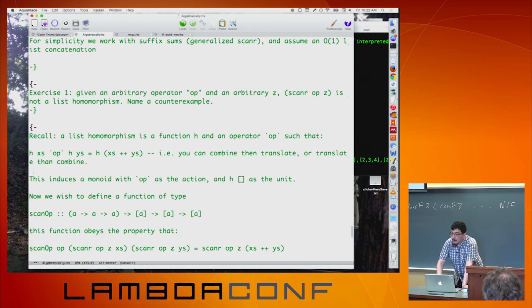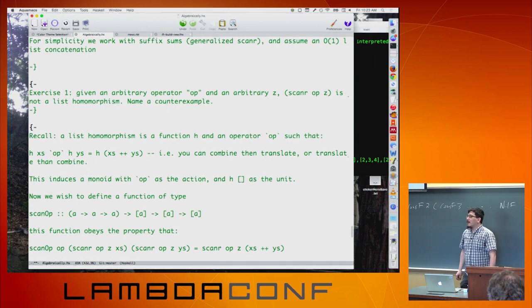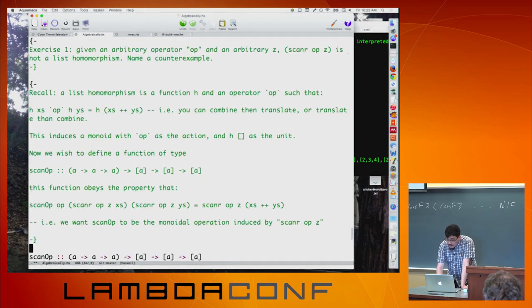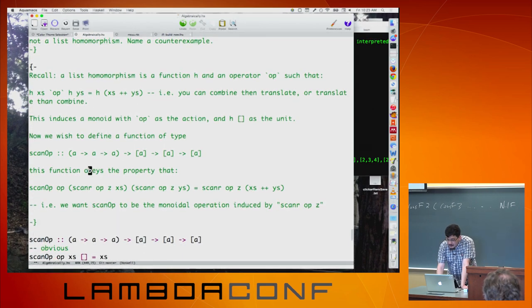So we had our list homomorphism, and we're going to revisit that, right? h of xs ++ h of ys is h of xs plus plus ys. That's a list homomorphism. It distributes over concatenation. The combination of the translations is the translation of the combinations. We want to define a function over the monoid.